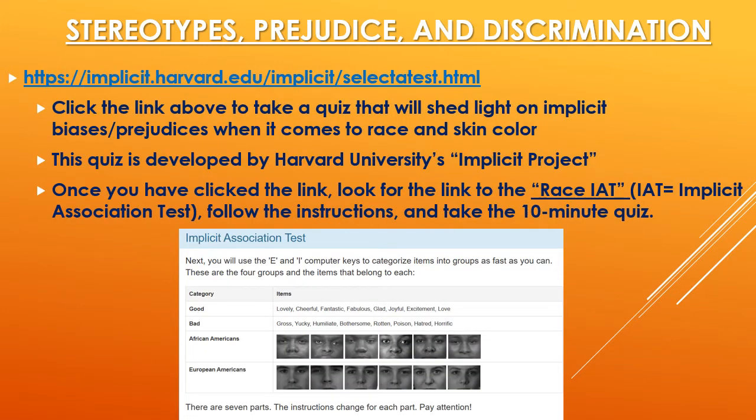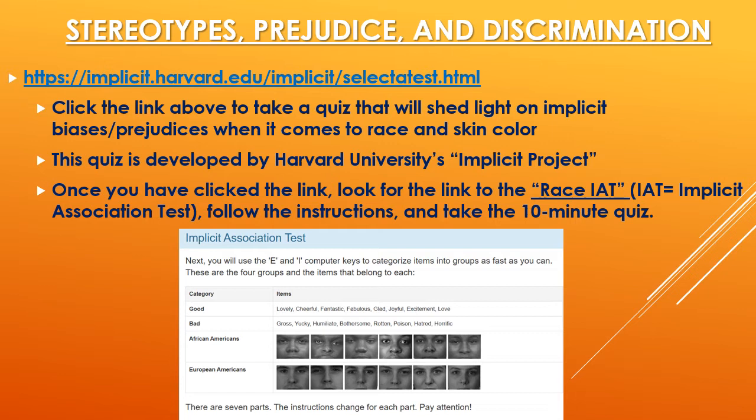So on this slide, I have a link to the Harvard University Implicit Bias Quiz. I encourage you all to take the quiz. It'll take you about 10 minutes. So you click on that link, or on Blackboard, if you click into Chapter 11, you'll see the link right at the top.